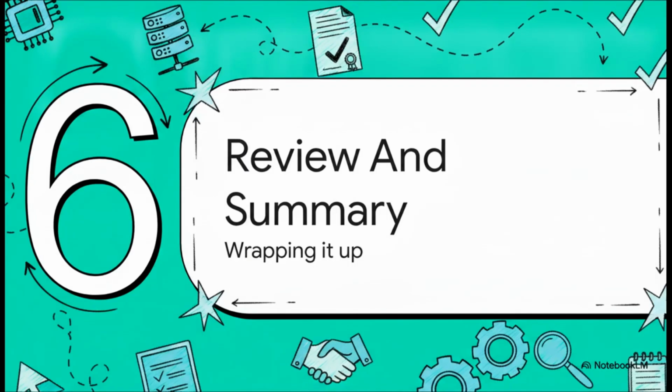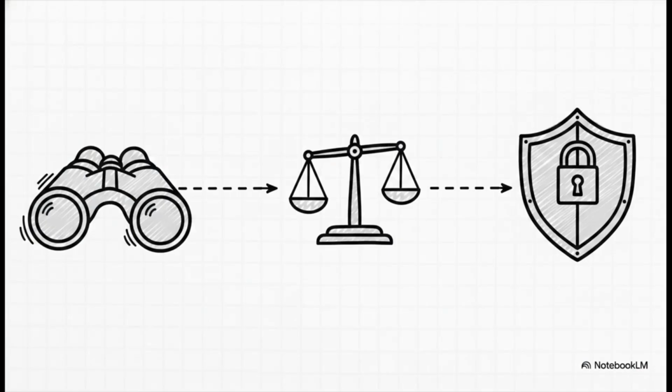Finally, Section 6, our final review and summary. We've covered a tremendous amount of ground today. But if you take away just one single thing from this explainer, let it be this: successfully outsourcing your technology is not based on luck, and it's certainly not about trusting a really good sales pitch. It is entirely about following a logical, step-by-step evaluation process. It requires structured searching, rigorously evaluating those key metrics we highlighted, and locking it all down with bulletproof contracting.